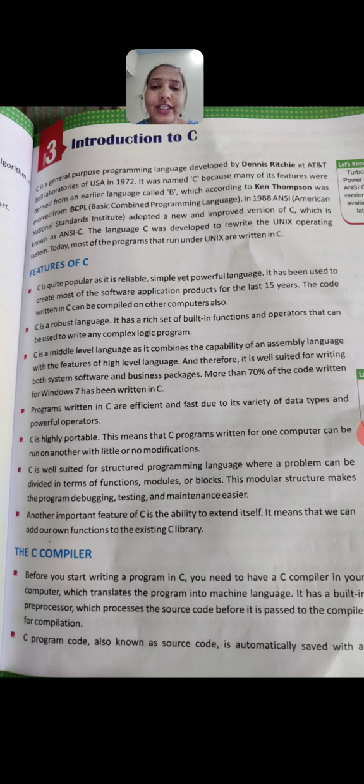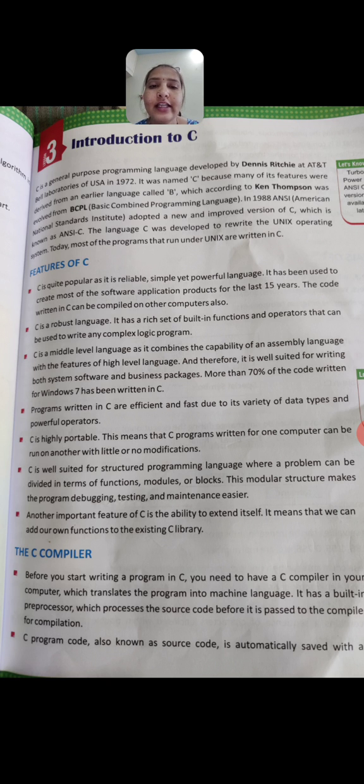The next feature is we can write code in C efficiently. That means we can write the code very fast, because it has a variety of data types and powerful operators. Since it has built-in functions, using those functions and operators we can easily write a program by using the C language.